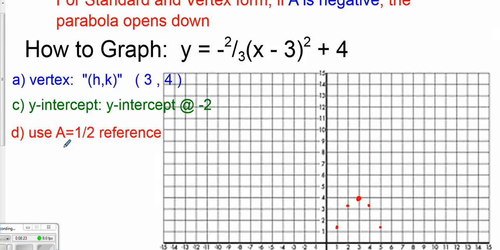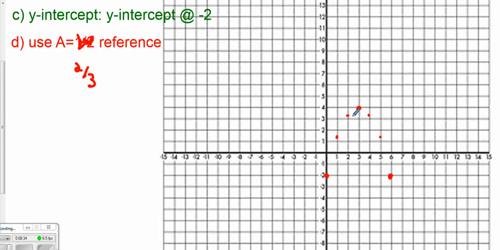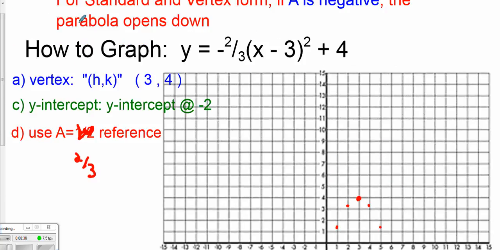So, sorry, this should not be a 1/2 reference. This should have been my 2/3 reference because of this. There we go. So that's how we would figure out our parabola with that negative a value.